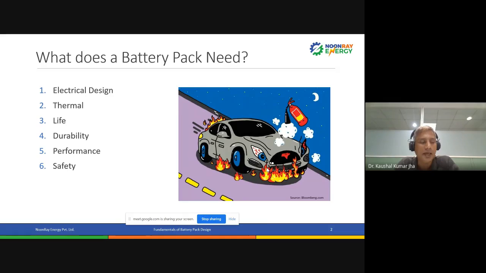Whatever the worst case scenario, it should not fail, either in cranking or overheating or loose connections or vibrations. It should be intact. It should not harm the occupant.